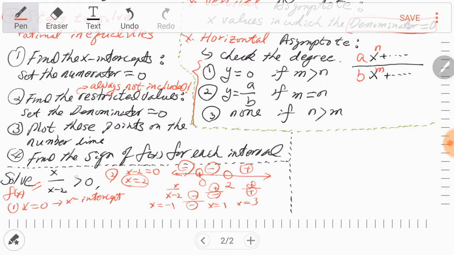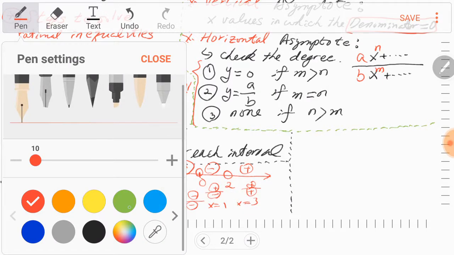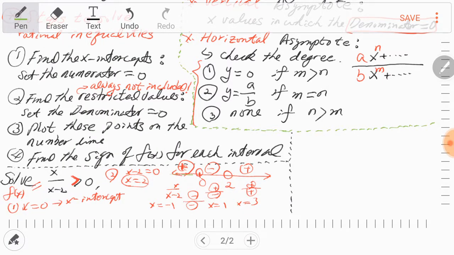Alright, so we are looking for greater than 0. So y is greater than 0, that means the positive interval. So which interval contains positive? Okay, the first one is positive. So there are two intervals that satisfy the inequality. One is less than 0, the other one is greater than 2, and that's positive. So the solution is what? The solution is x is less than 0 or x is greater than 2. So this is the solution.